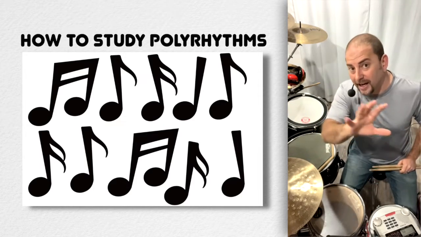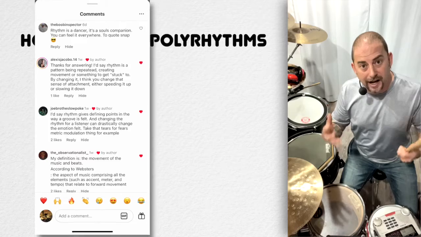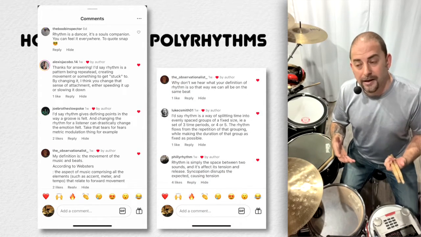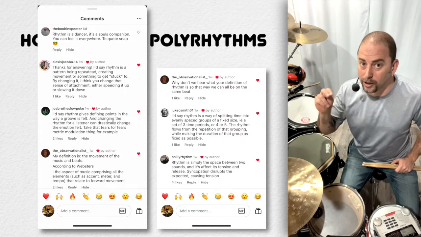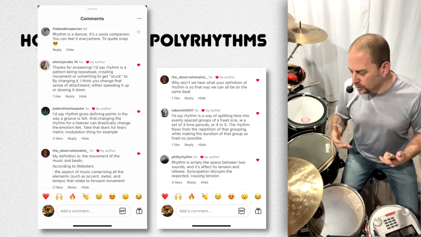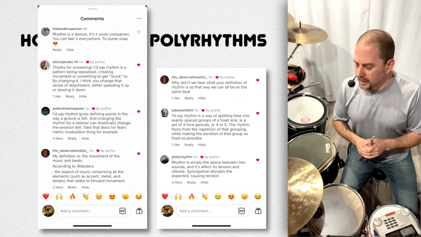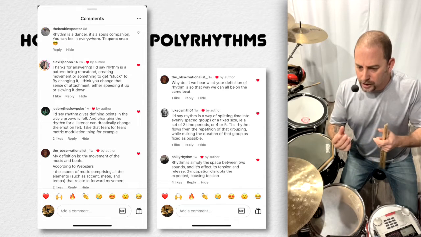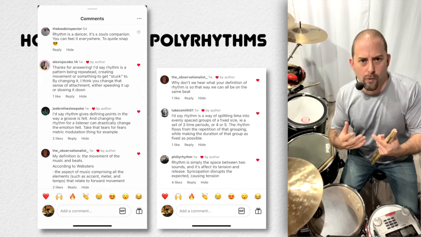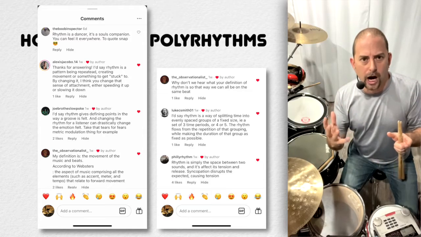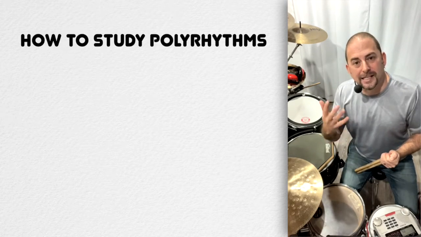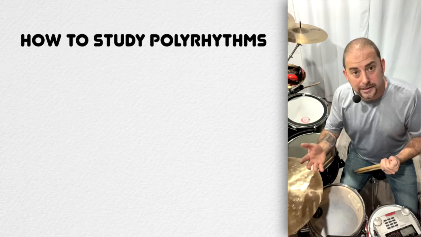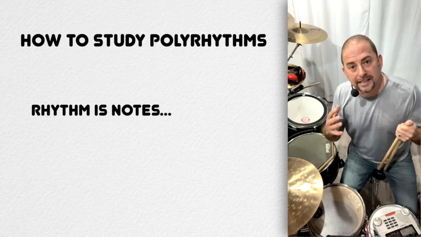And yes, that means a lot of the definitions that some of you put down in the comments are technically correct. My challenge with book definitions is that they sound very smart, but they're hard to understand. When you start talking about rhythm as units of sound that are put together in a form over a metric time, that's confusing. Everyone understands what a note is, even non-musicians. So if you say rhythm is notes, it's a lot clearer.